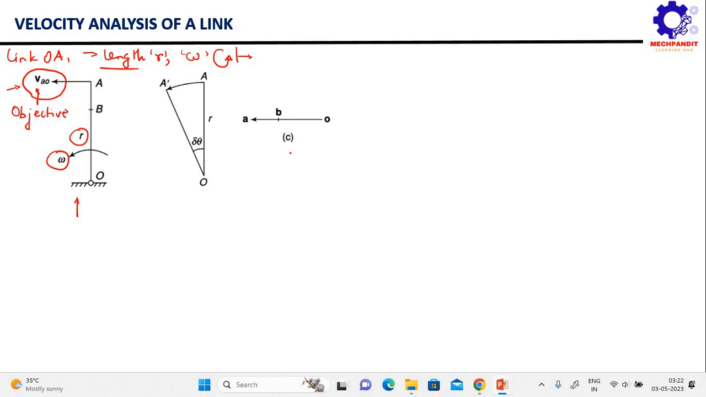Let's see how we can figure out the relation between these three parameters. In this diagram, initially we will assume that the link OA is in vertical position, correct? So let me write down here, initially, or you can simply say at time t, the link OA is in vertical position. Now we will assume that after time delta t, the link OA rotates through an angle of delta theta and acquires a new position, which is OA prime.